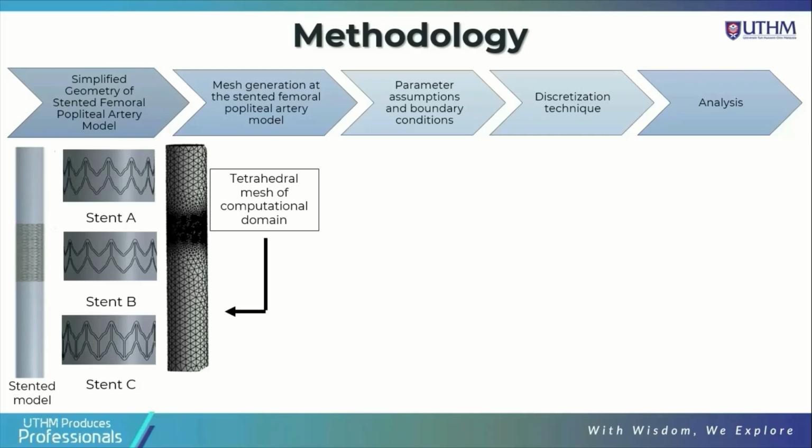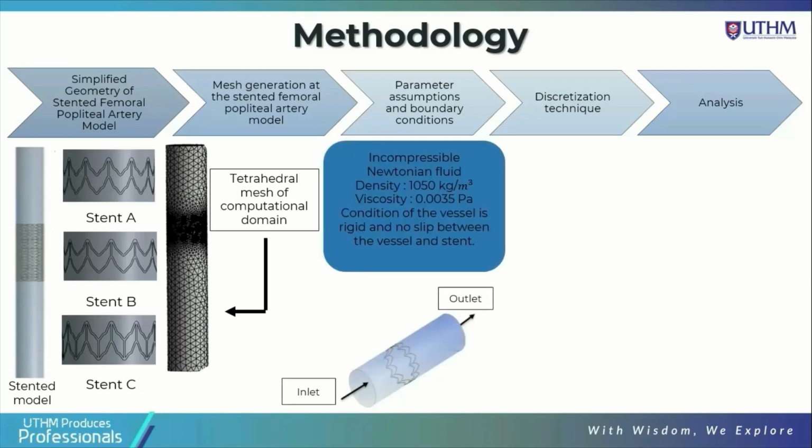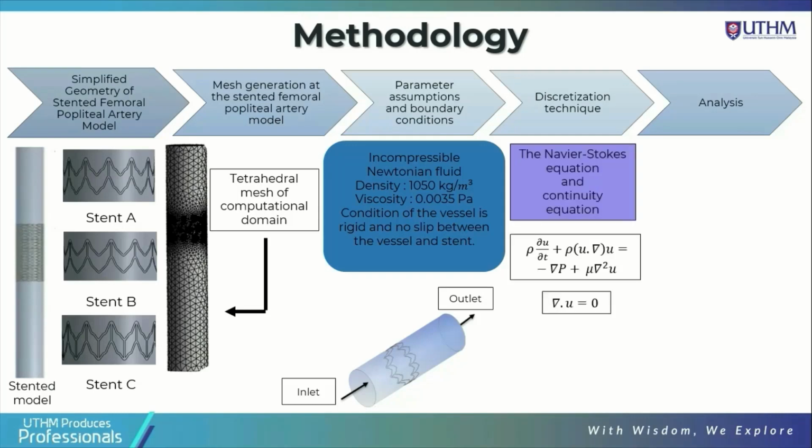The parameter assumption and boundary condition used are incompressible Newtonian fluid. The density is 1000 kg per meter cube. The viscosity is 0.0035 Pascal second, and the condition of the vessel is rigid with a no slip condition between the vessel and the stent. Next, the discretization technique uses two equations, which are the Navier-Stokes equation and the continuity equation.